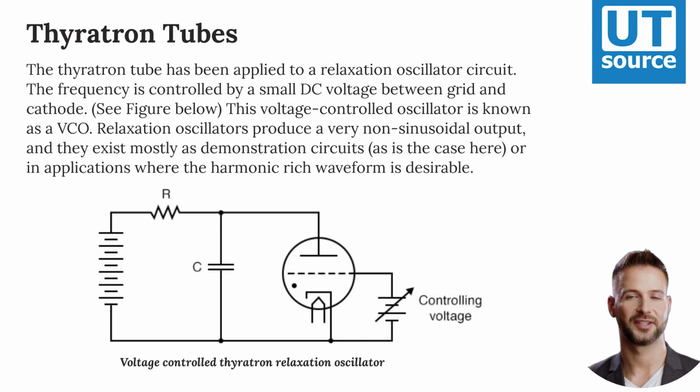The frequency is controlled by a small DC voltage between grid and cathode. See figure below. This voltage-controlled oscillator is known as a VCO. Relaxation oscillators produce a very non-sinusoidal output, and they exist mostly as demonstration circuits, as is the case here, or in applications where the harmonic-rich waveform is desirable.